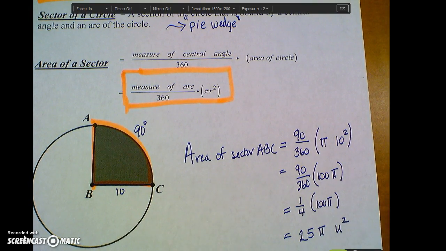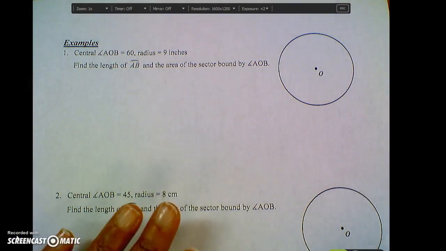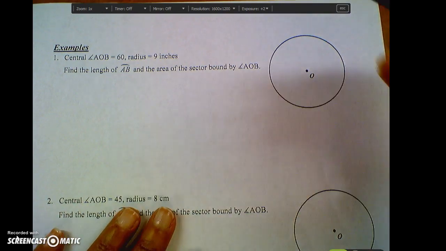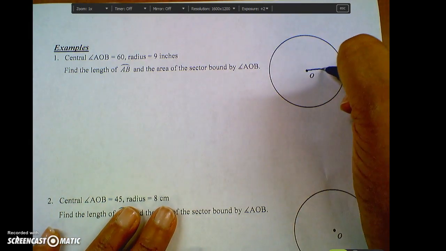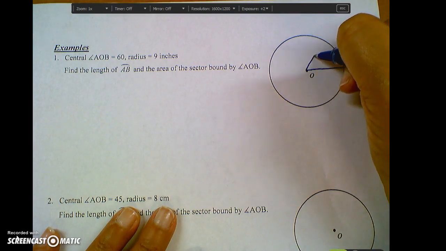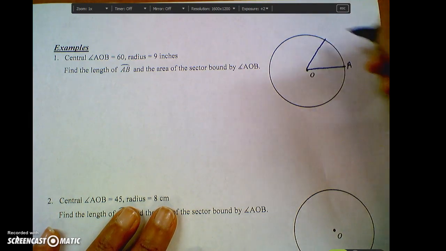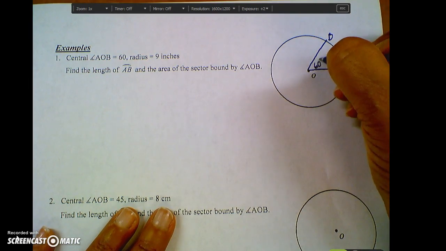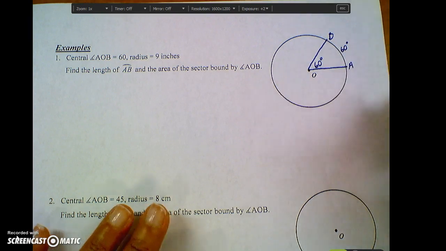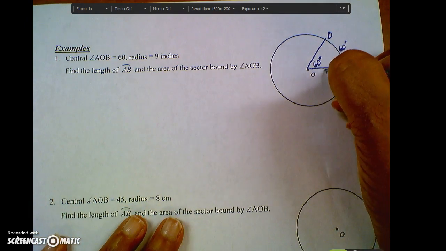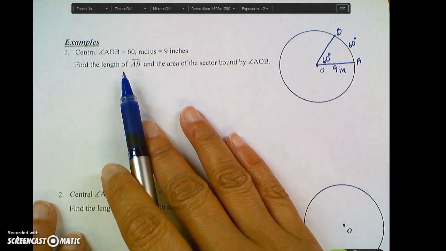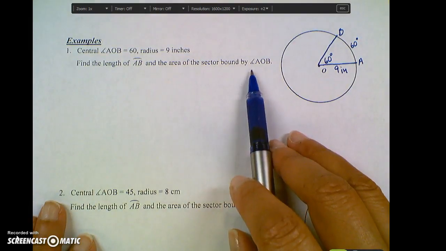Okay, we're going to move on to page 2 and do a couple of examples. Okay, on page 2, we're looking at example 1. We have a central angle AOB, which is 60 degrees. So I'm just going to go ahead and draw in what I think is a 60 degree central angle. And of course, if this is 60 degrees, that means my arc is 60 degrees, the measure of it. The radius here is told to us to be 9 inches. So we want the length of the arc, and we also want the area of the sector.